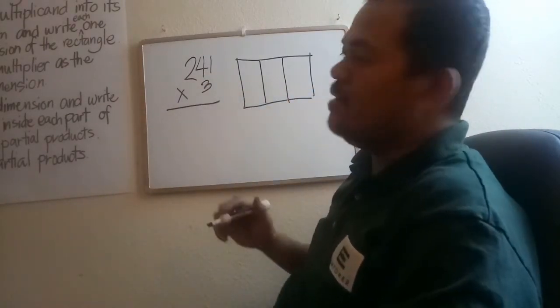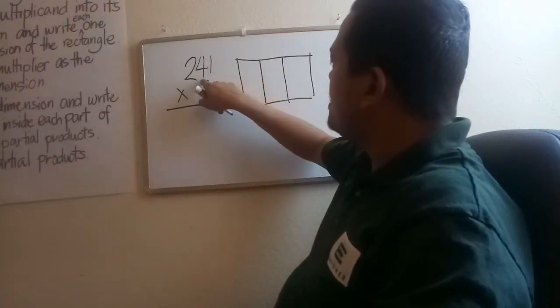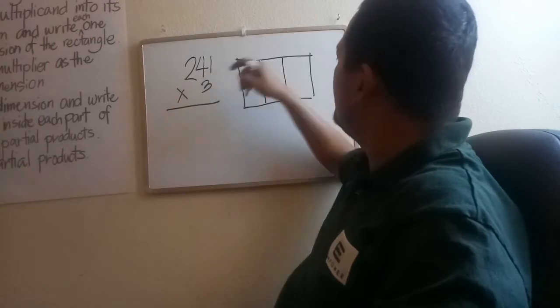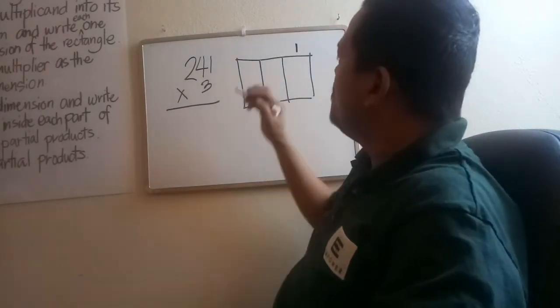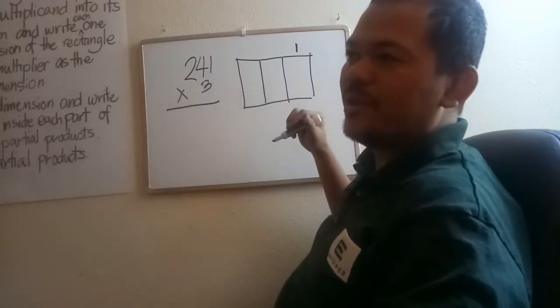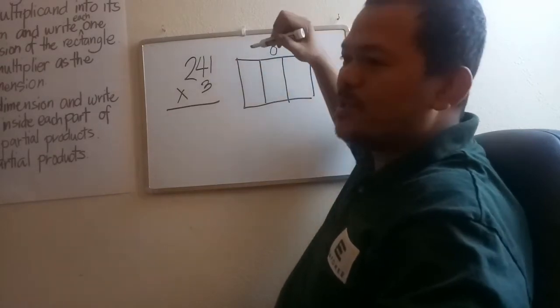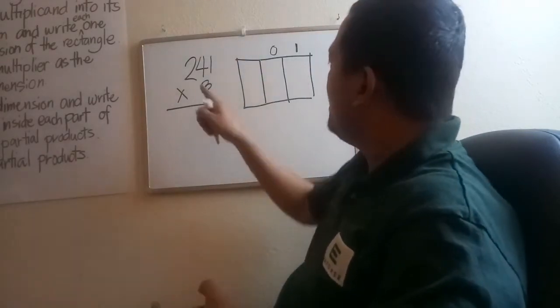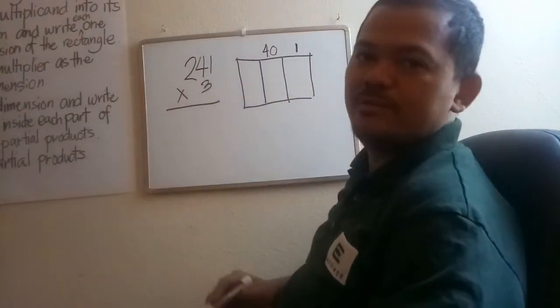Now, what number is our ones? So we got here ones, tens, hundreds. We got here 1. So right here, 1. Okay? Next, what number is in the tens? How many zeros are there in tens? So you write here 0, since the tens have 1 zero only. And what number is in the tens? We got there 40. There you go.